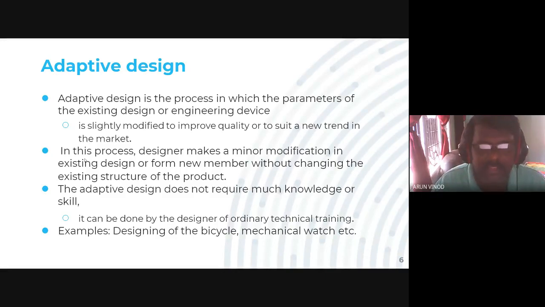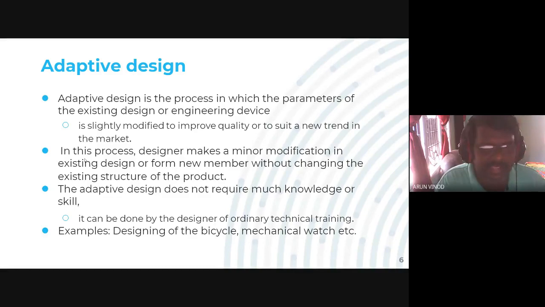Previously, in my youth days, a cycle had a different handlebar. Nowadays it has slowly evolved to a straight handlebar, and the design has totally changed. So they are slightly modifying the look and feel to suit the new trend in the market. And the next point is, in this process, the designer makes a minor modification in the existing design and forms a new member without changing the existing structure of the product. So this is a new trend, a new trendy cycle. That's it.